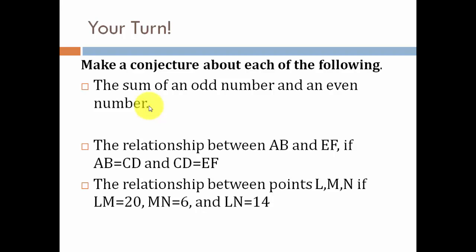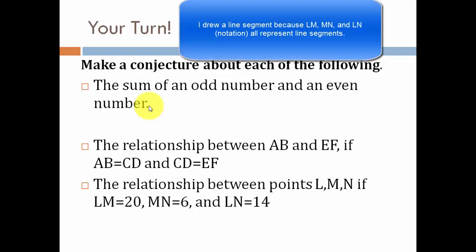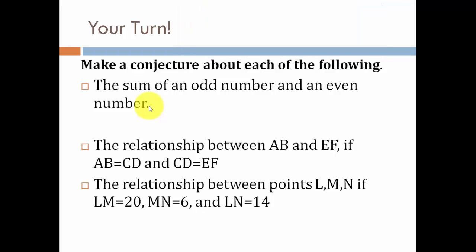Alright, I want you to pause the video and try these three on your own, then play the video to see the answers. Make a conjecture about each of the following: the sum of an odd number and an even number. Remember, you need to try out some examples. 1 plus 2 is 3. 5 plus 4 is 9. What you'll notice is that all of your sums are going to be odd.